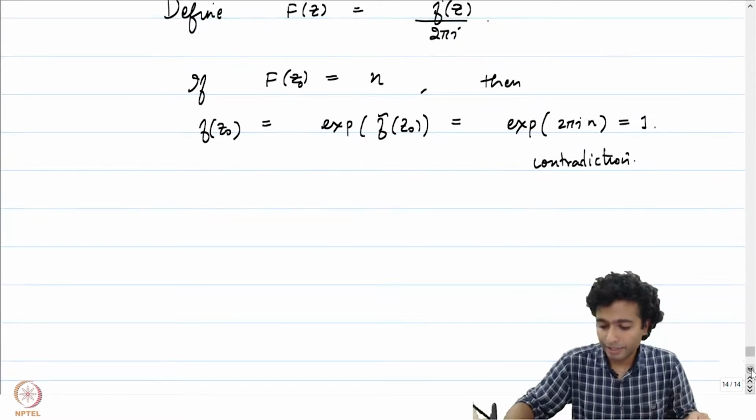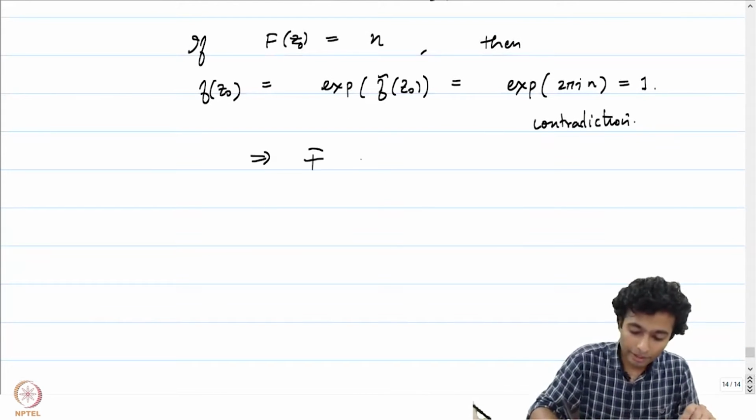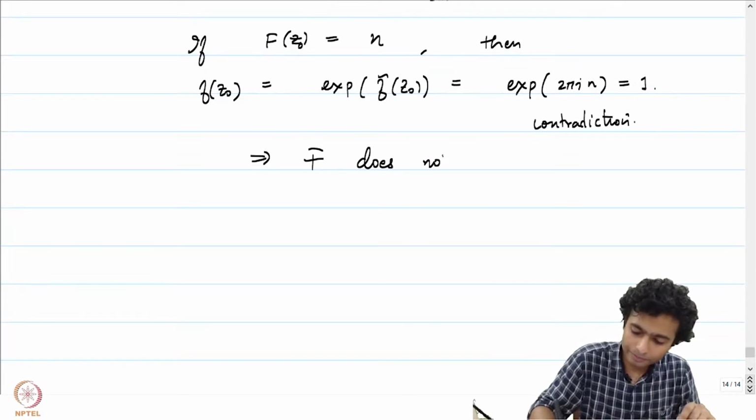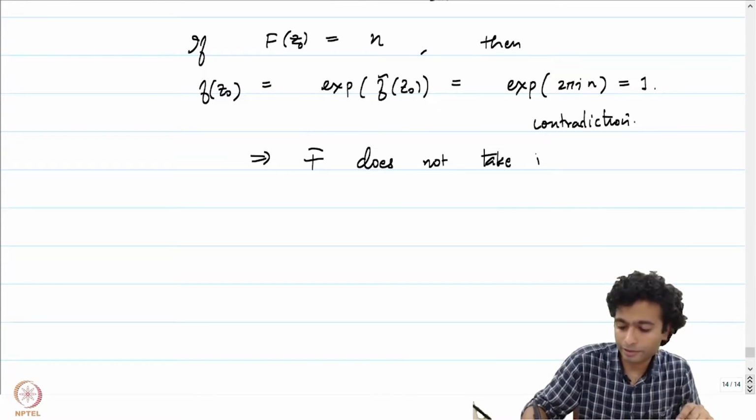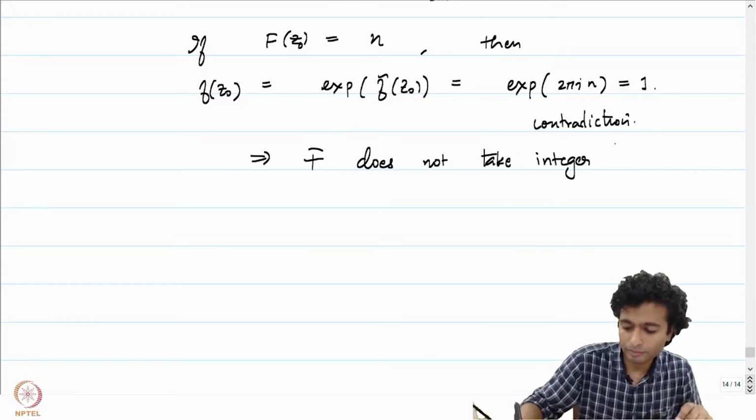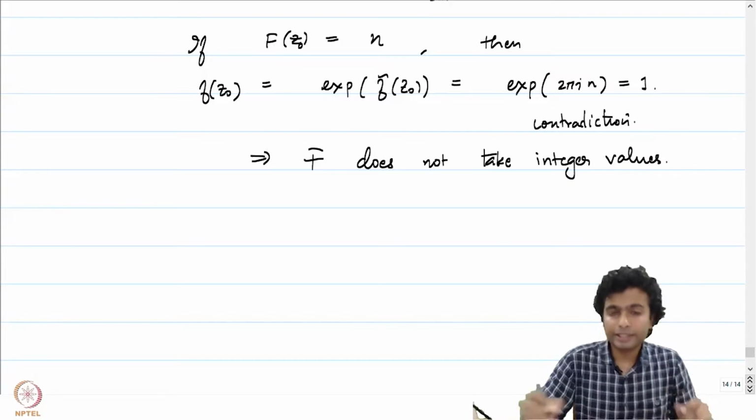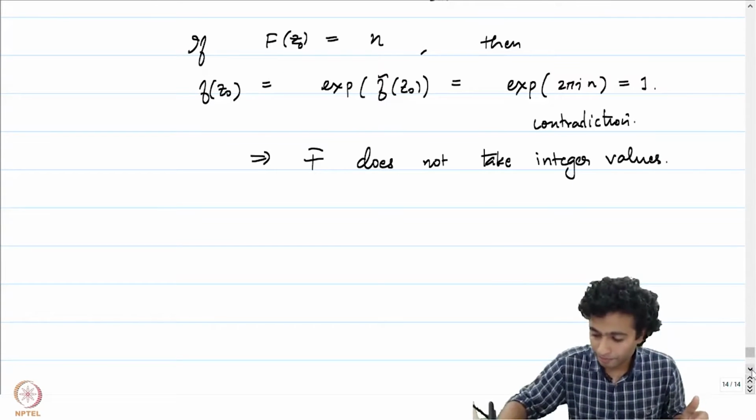And what does that mean? That means that capital F does not take integer values. The integers do not belong to the image.